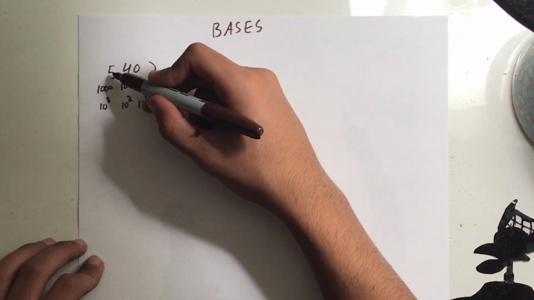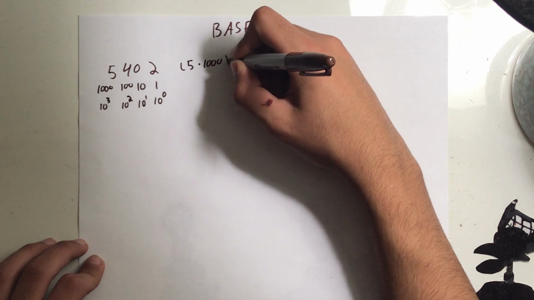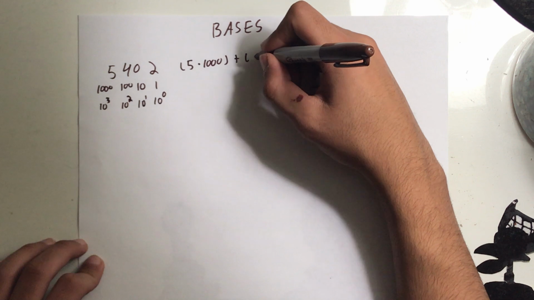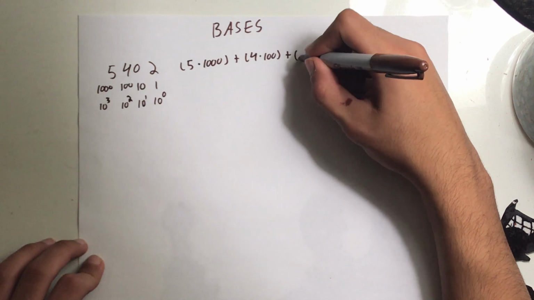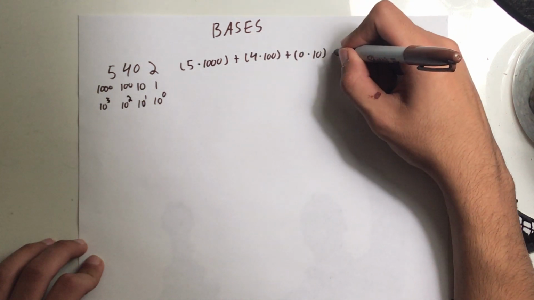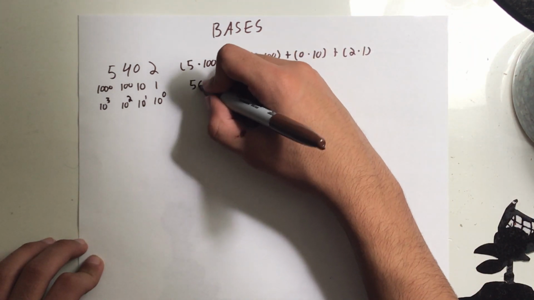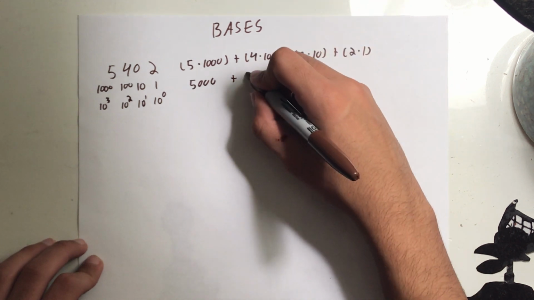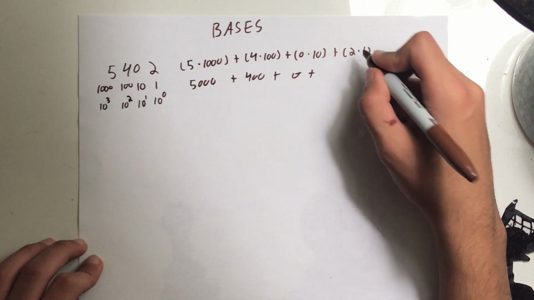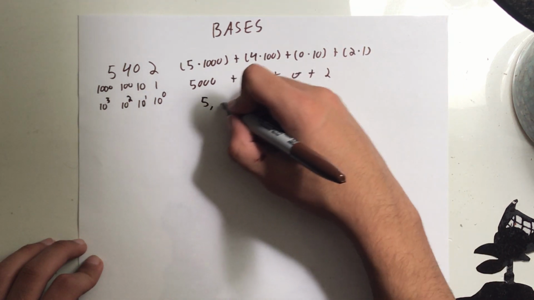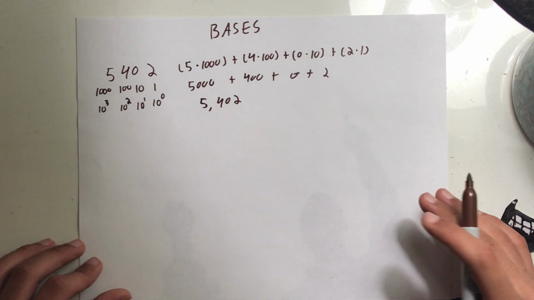So if we do 5 times 1,000, plus 4 times 100, plus 0 times 10, plus 2 times 1, we get 5,000 plus 400 plus 0 plus 2, which is 5,402. And that's how we express our numbers in base 10.